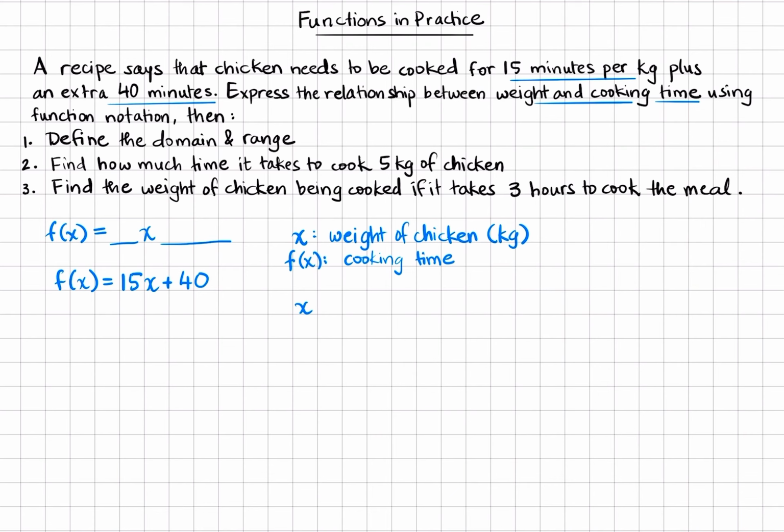But can I get minus chicken? Can I get minus 1 chicken? That's impossible, right? So my limit here, my domain, is going to be x is anything greater than or equal to 0. So I can get 0 chicken also, but I can't get anything less than that. So this is my domain, x greater than or equal to 0. What about f of x?